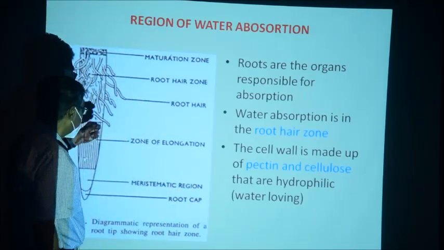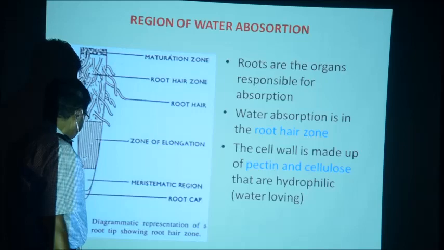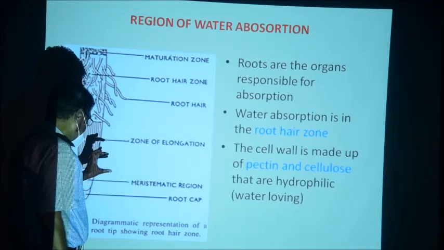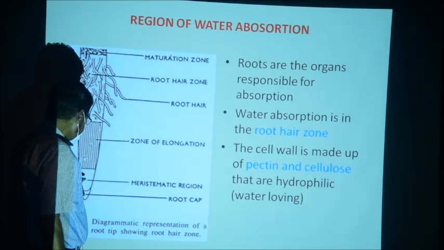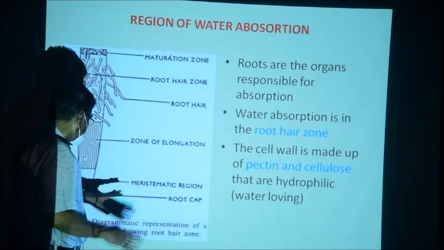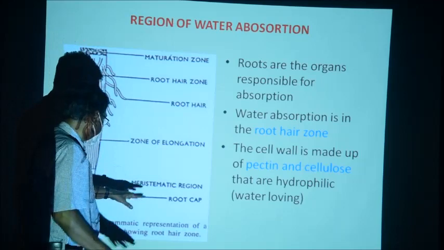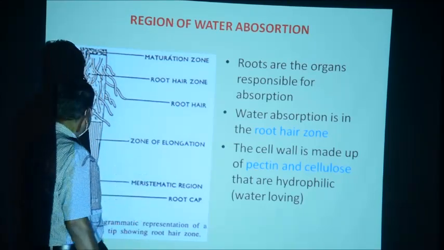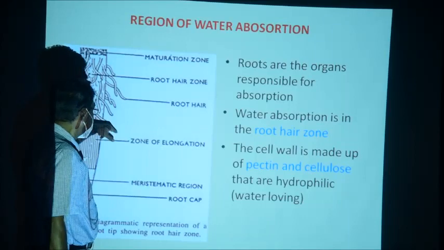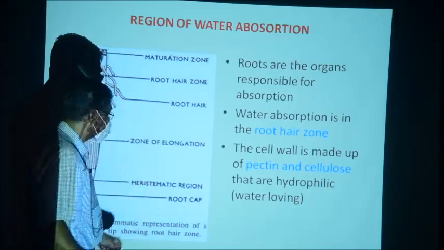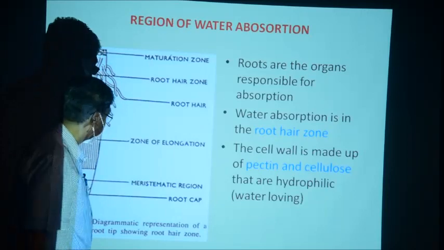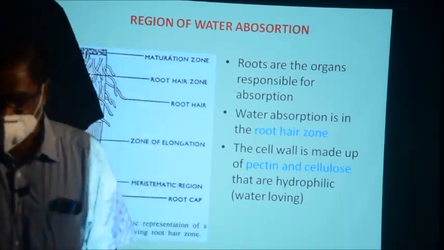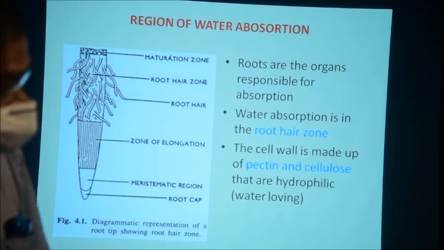Now where in the root is the water absorbed? The water is absorbed in the root hair zone. The root cap is impervious, the meristematic zone is small, at the tip behind the root cap, and it is impervious, that means it will not allow water. The zone of elongation doesn't allow it either, and the root hair zone is actually responsible for absorption. The root hair zone has cell walls with cellulose and pectin.